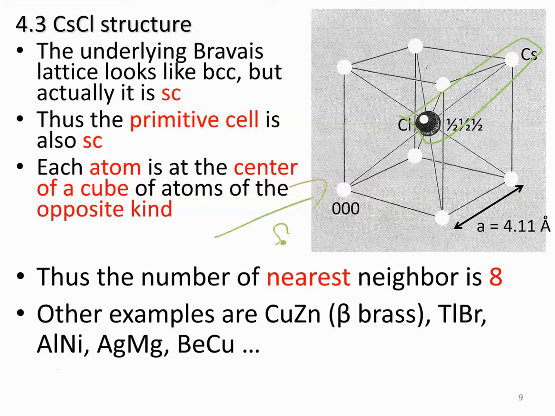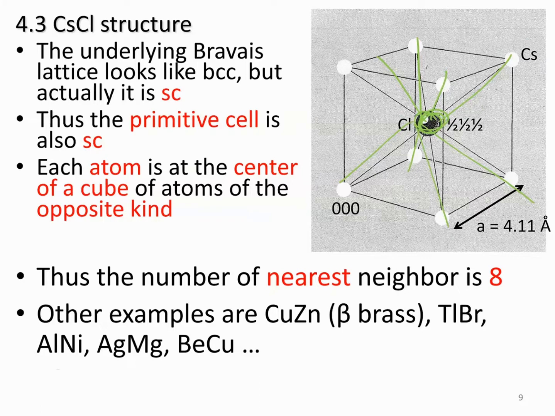So this is simple cubic, not body center cubic, because each atom is at the center of the cube of the atom of the opposite kind. And if I ask you what is the nearest neighbor atom, it is 8, just like body center cubic. You count 1, 2, 3, 4, 5, 6, 7, 8. But if I ask you what is the nearest neighbor basic, then you have to consider it as a simple cubic.